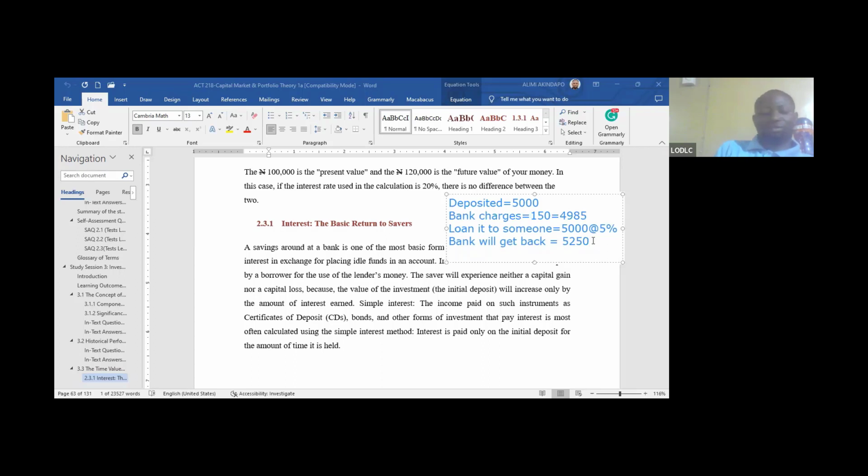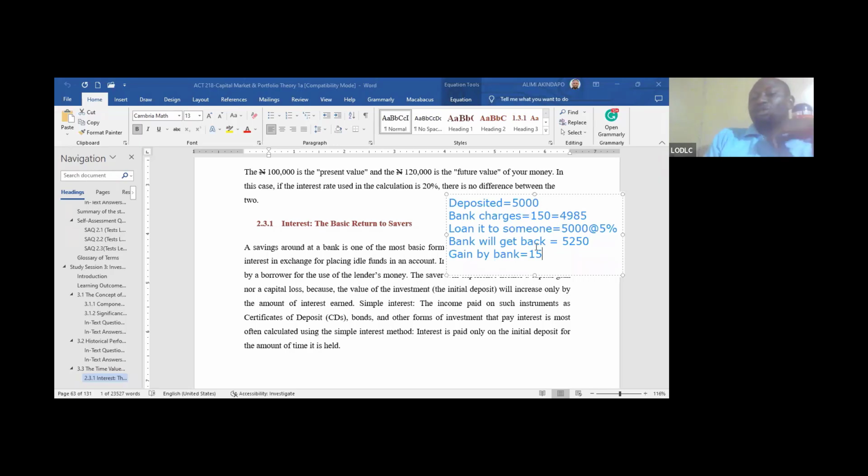So now the bank will gain 5,000 minus 4,985, 15 naira. The gain by the bank will now be 15 naira on 5,000 naira. Imagine the number of depositors. Imagine the amount that the depositors will deposit in the bank. So now imagine the gain that the bank will have at the end of the day.